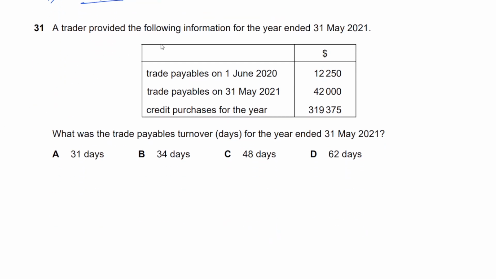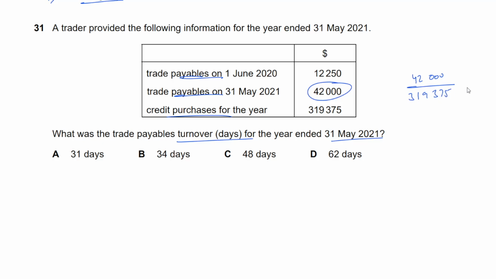A trader provided the following information for the year ended. We have opening trade payables, closing trade payables, credit purchases. What was the trade payable turnover? Okay, so we need credit. What we need to do is take the trade payables on that date, the closing date, over credit purchases during the year.